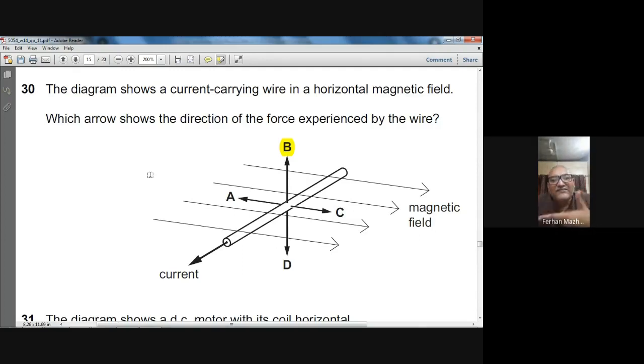I have used the left hand rule. And remember, FMC. This thumb is F, this index finger is M, and this middle finger is C. F means the direction of the force, M means the direction of the magnetic field, and C means the direction of the current. So I applied this. The current is towards me, the magnetic field is towards right, and my thumb is pointing upward. It means that the force experienced by this conductor will be in the B direction, upward.